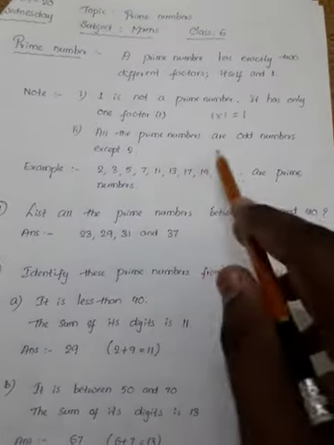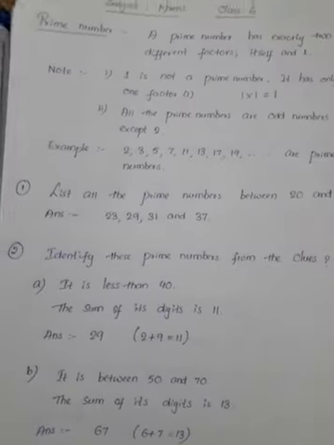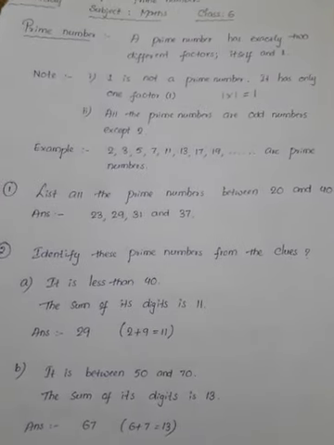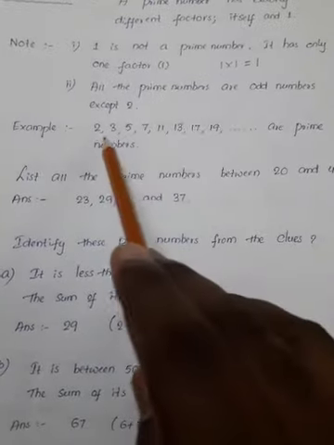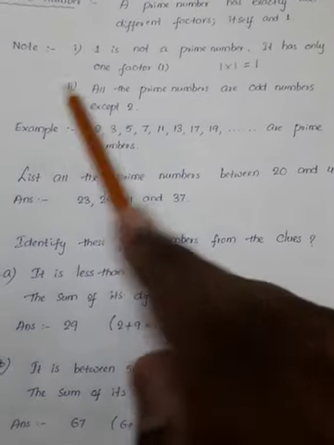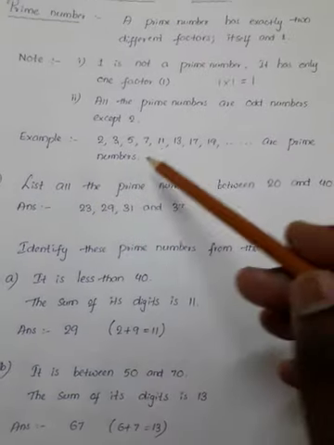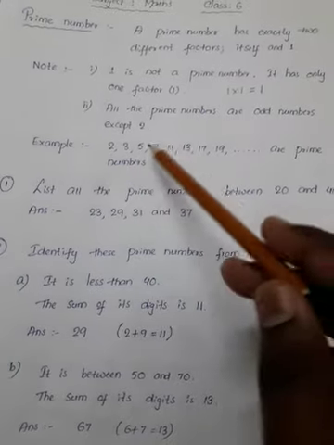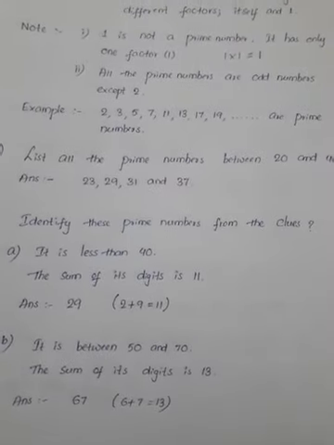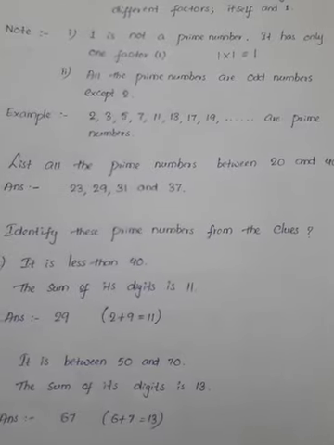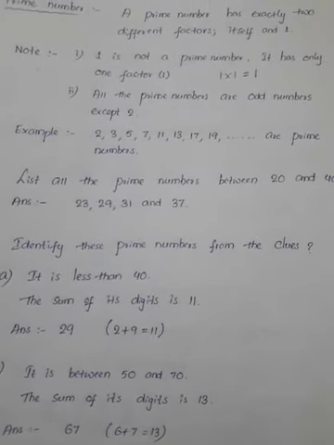Next, all prime numbers are odd numbers except 2. So the example here is 2, because 2 multiplied by 1 is 2 only, and it is not possible with any other table. 3 multiplied by 1 is 3 only. That means prime numbers are multiplied by itself and 1. Remember it this way. Okay.